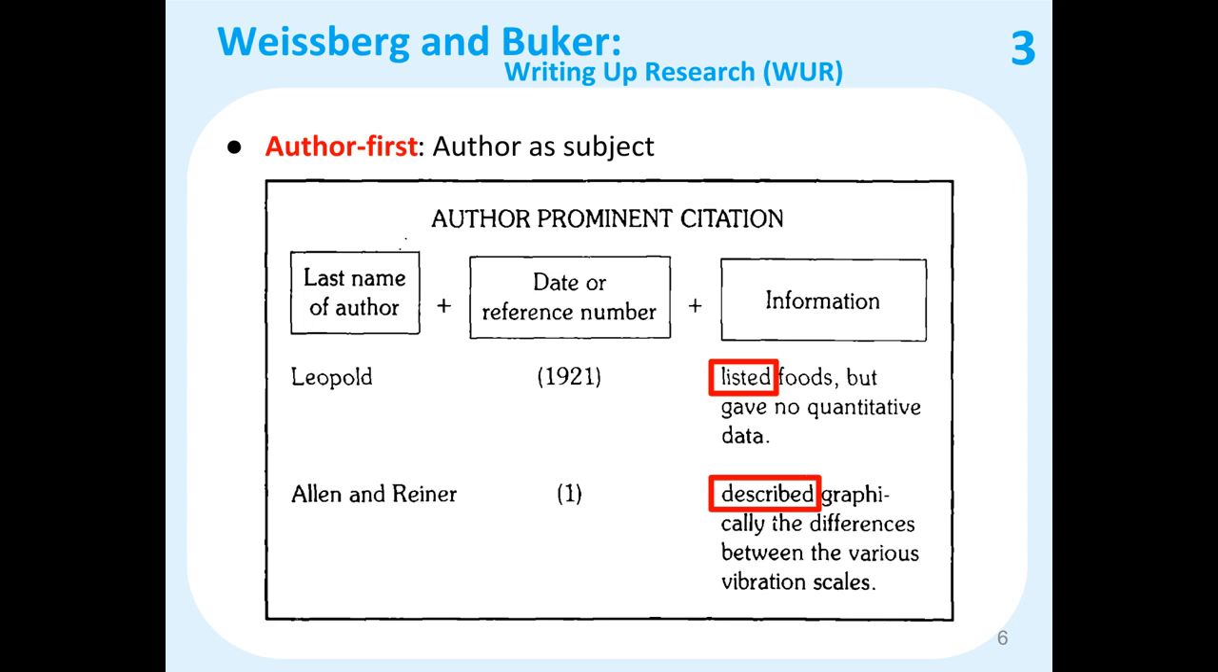The sentence begins with the researcher's name, followed by the citation, and then the verb describing their contribution. Look at the examples. Leopold, 1921, listed, and Allen and Reiner, described. In both sentences, the authors are the ones performing the action. This is a very direct and powerful style. You use it when you want to assign a specific idea, discovery, or methodology to a particular researcher. It's also flexible. Notice how it works with both the author-year format and the numbered reference system. This is what we'd call the strong, author-prominent style because the attribution is so direct.